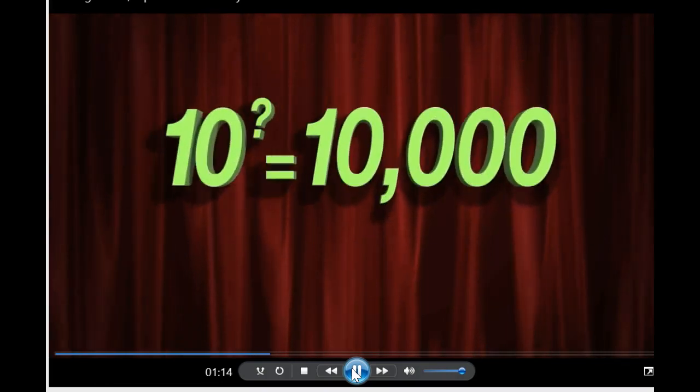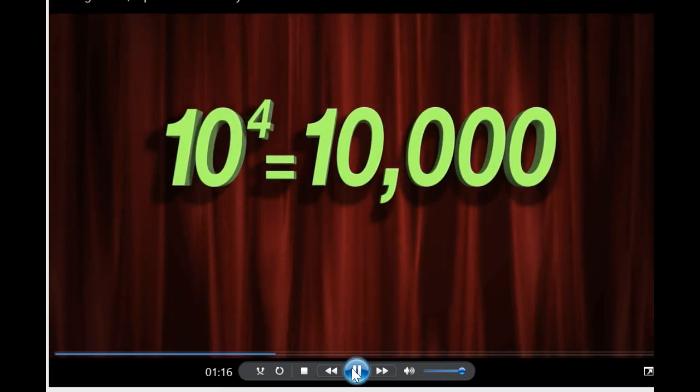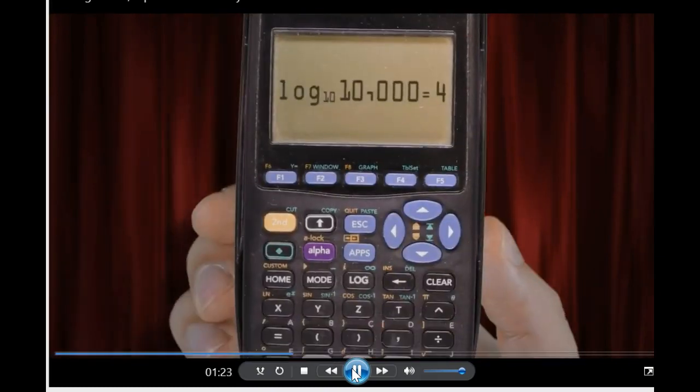This is starting to sound a bit confusing with all the variables. So let's show this with an example. What is the value of log base 10 of 10,000? The same question could be asked using exponents. 10 raised to what power is 10,000? Well, 10 to the fourth is 10,000. So log base 10 of 10,000 must equal 4. This example can also be completed very simply on a scientific calculator.